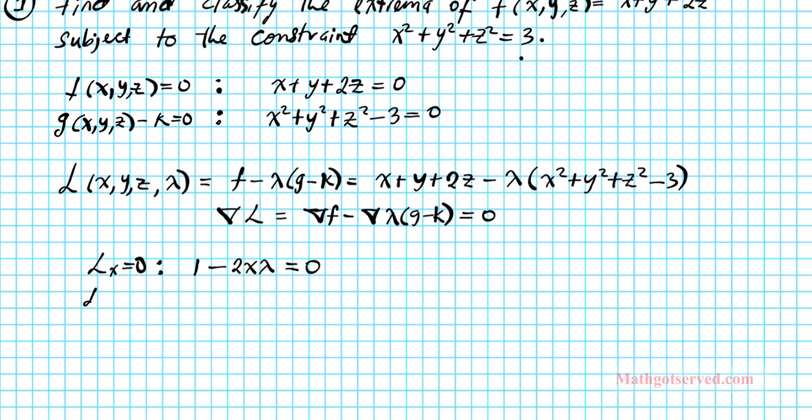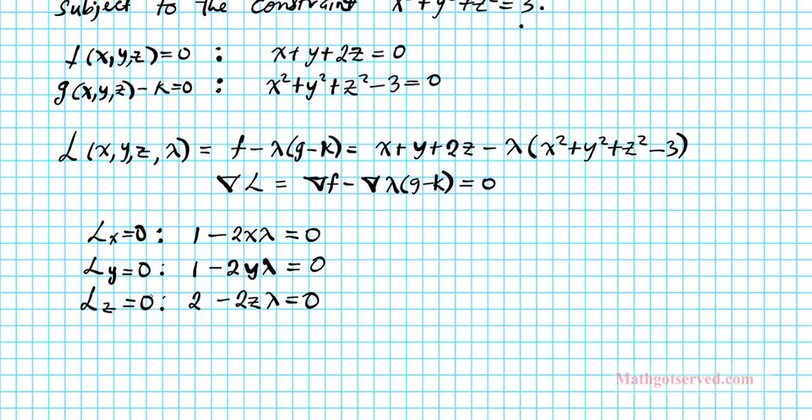To get equation 2, we'll find the partial of L with respect to y and set that equal to 0. Similar to x, we can just follow the pattern: 1 minus 2y lambda equals 0. And next, the partial derivative of L with respect to z, set that equal to 0. For z, you have a 2 here, so let's be careful with that. Slight change: we have 2 minus 2z lambda, set that equal to 0 also.